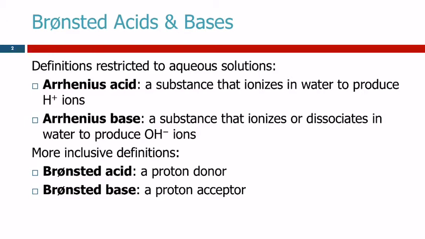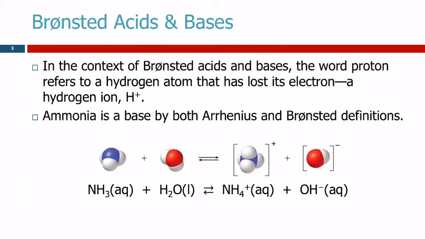So the more inclusive definition is the Bronsted or Bronsted-Lowry definition. A Bronsted acid is a proton donor, and a Bronsted base is a proton acceptor. Now, that seems to be like a completely different definition than the one according to Arrhenius. And yet, the Bronsted acid and base definitions do include everything that is defined as an acid or base by the Arrhenius definition. So let's look at that.